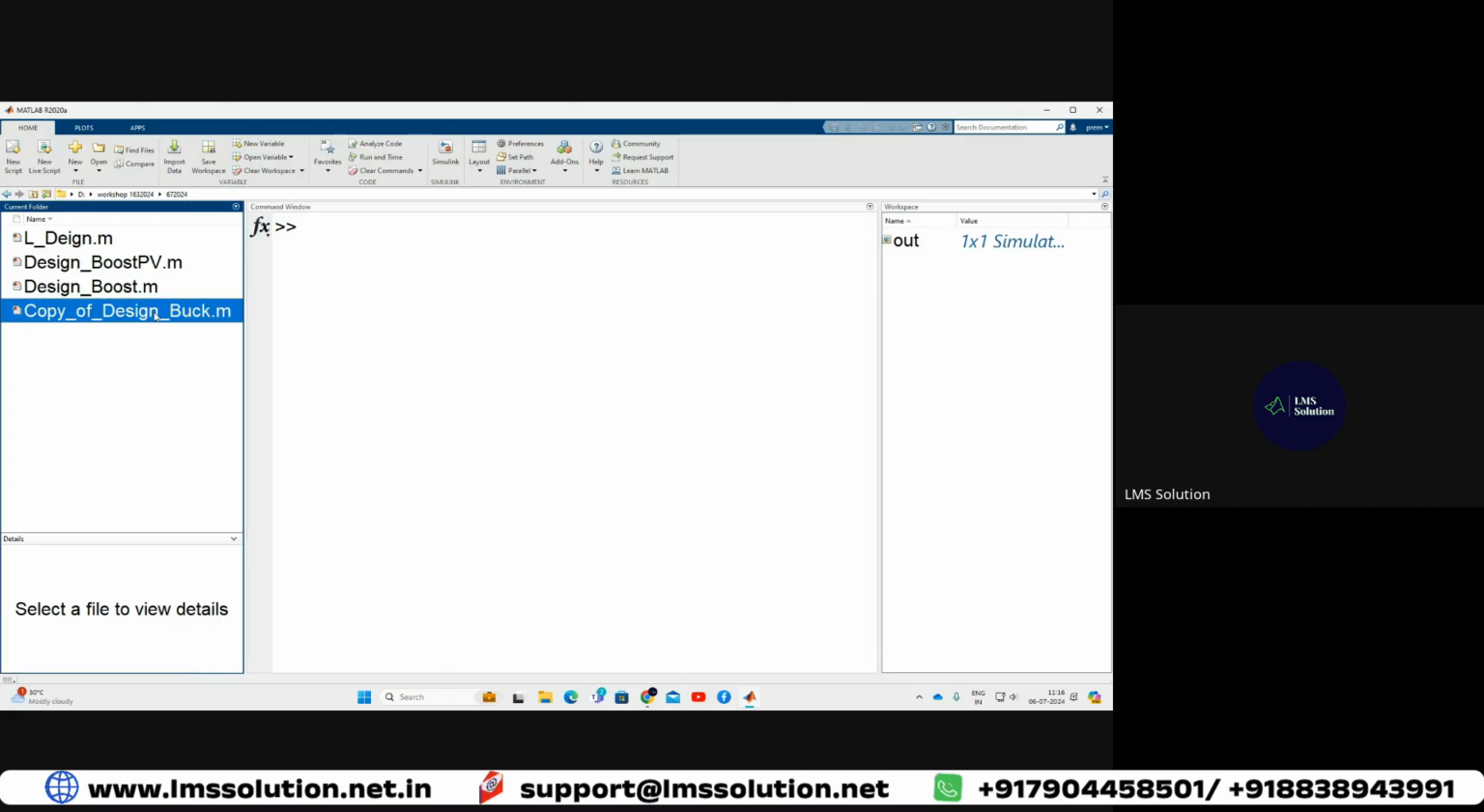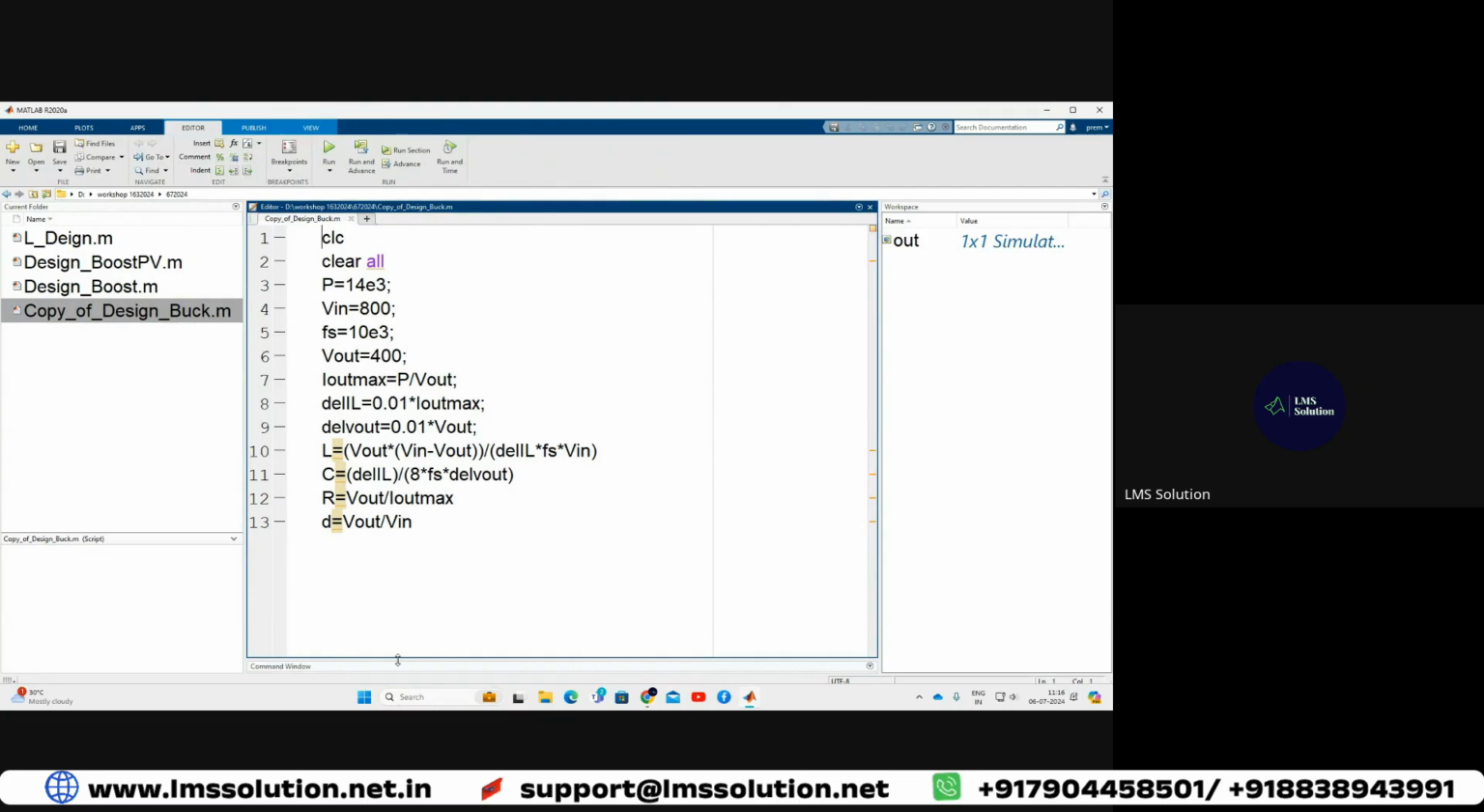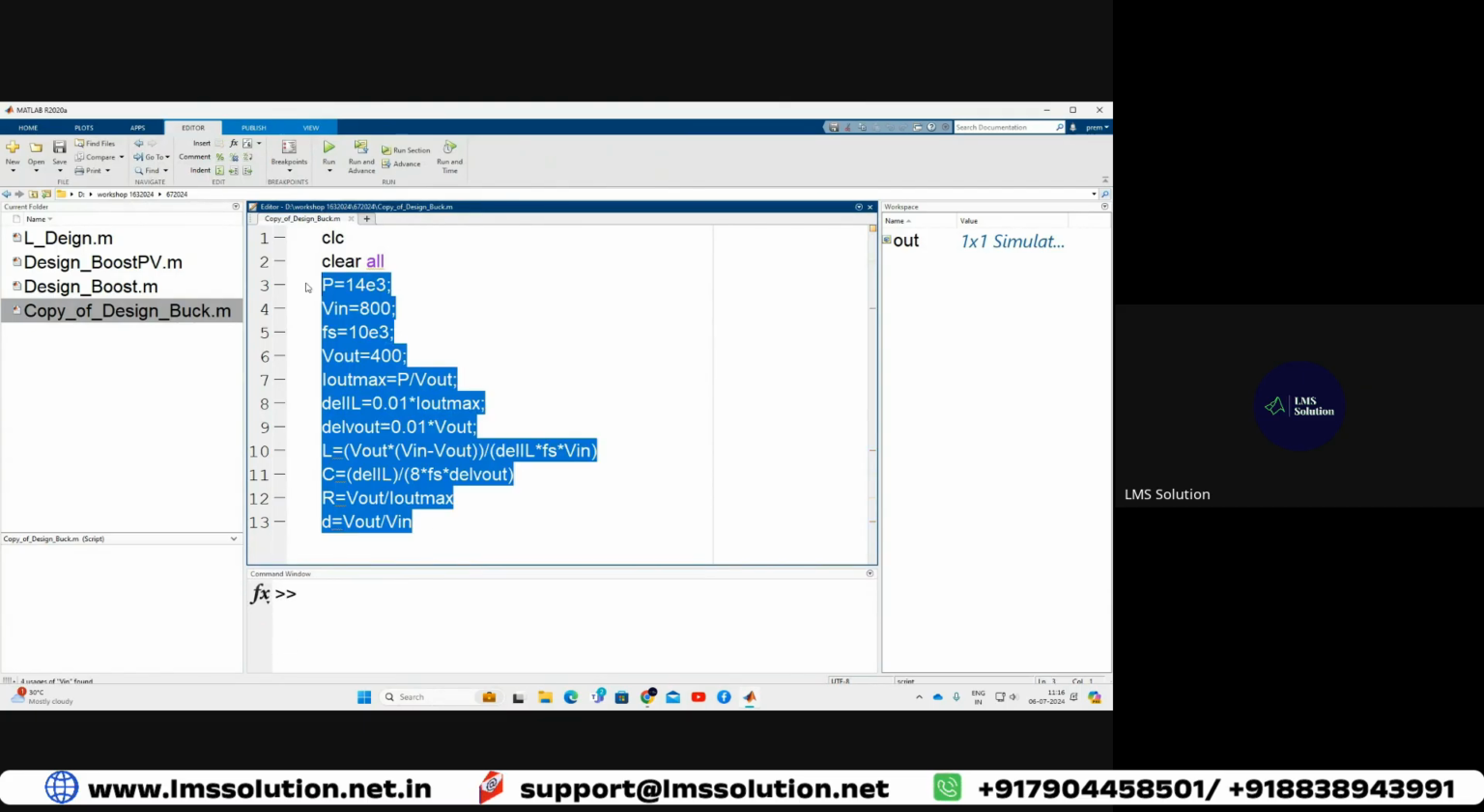For that, we have an equation here. I'm going to open that equation. This is the equation for designing the LC parameters for a buck converter. A buck converter steps down the voltage from a high level to a low level. This equation is for designing the LC parameters.